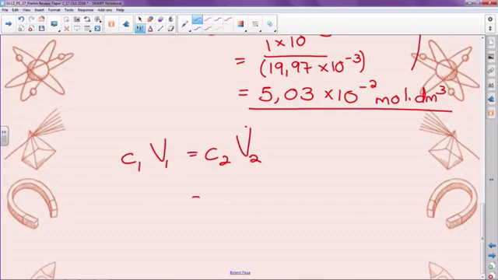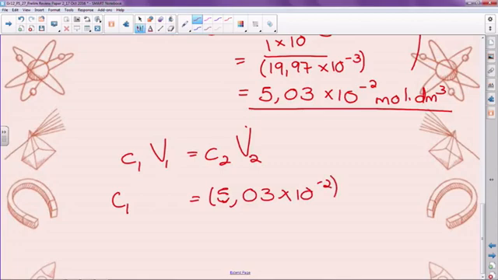Okay, so I know I want C1, and C2 is this. Oh, no, C2 is not that. Wow. Can you tell? It's still early in the week. I'm doing it again. Oh, my word. Okay, 5,03 times 10 to the minus 2.